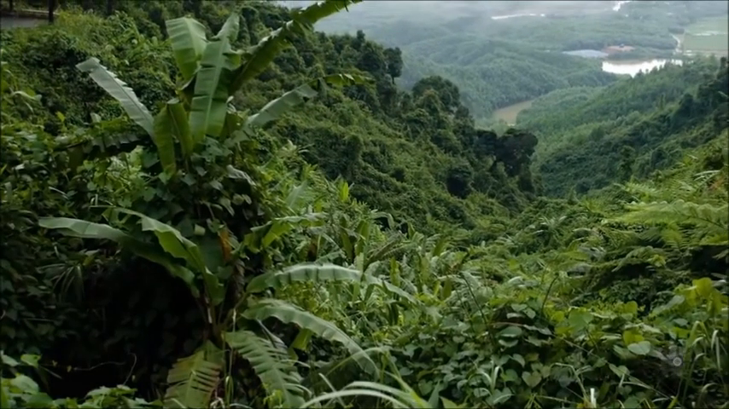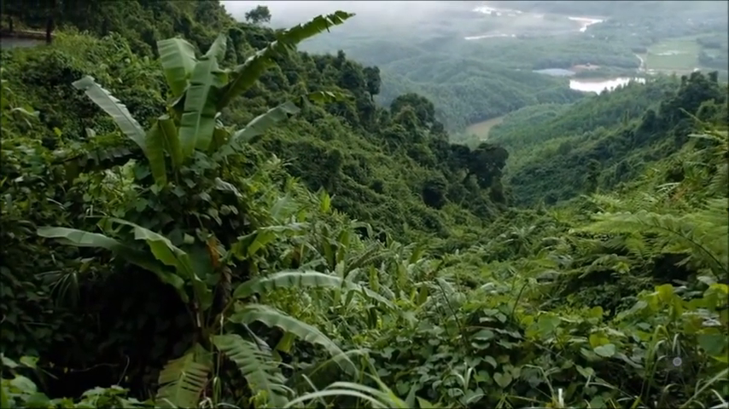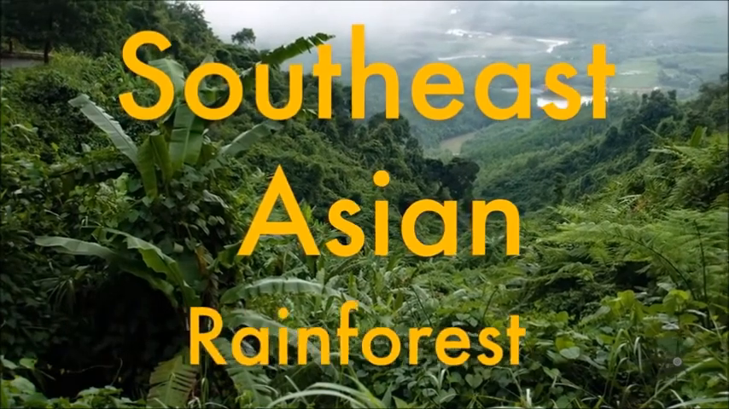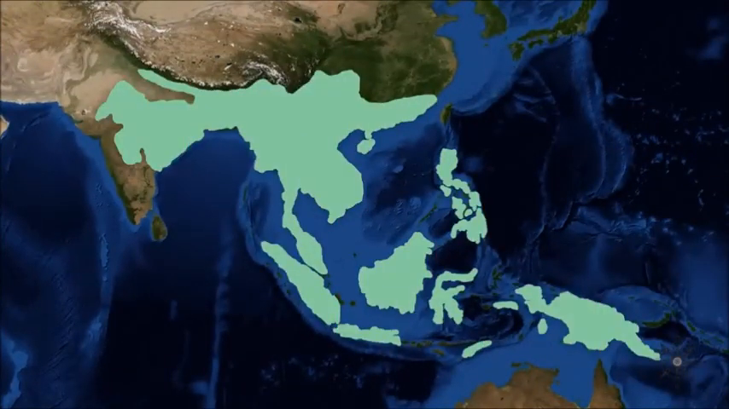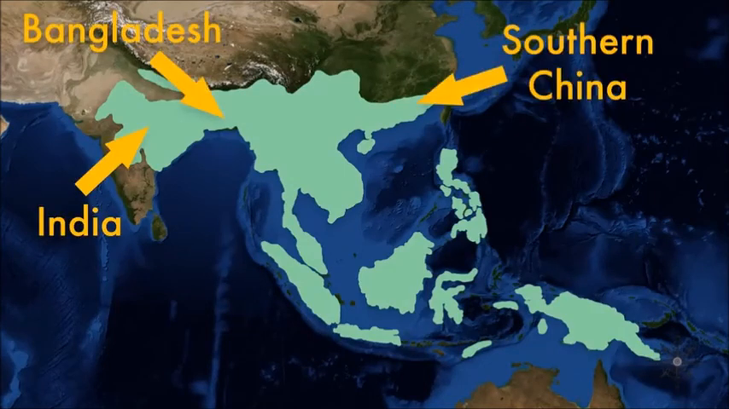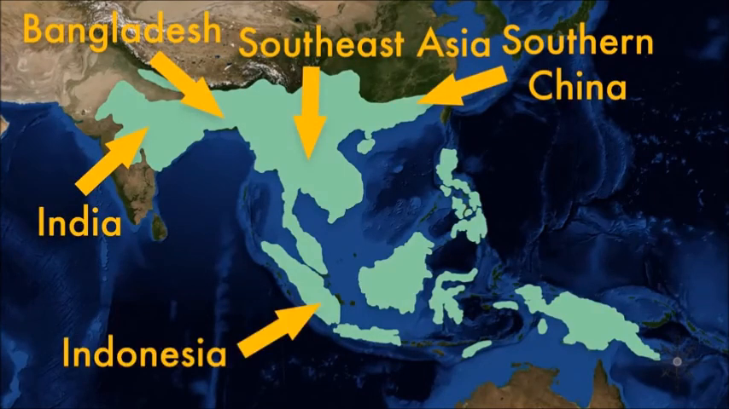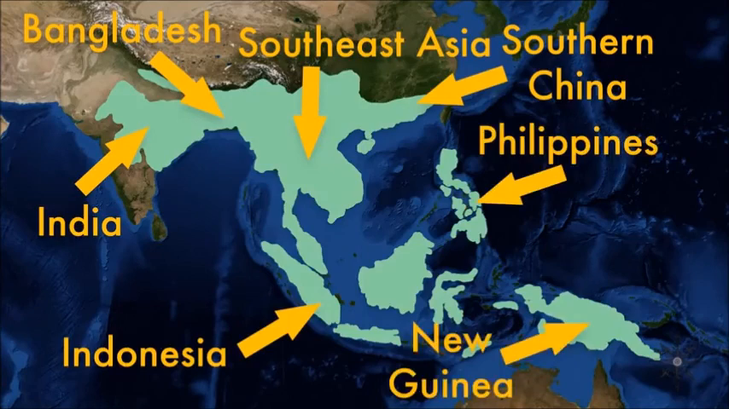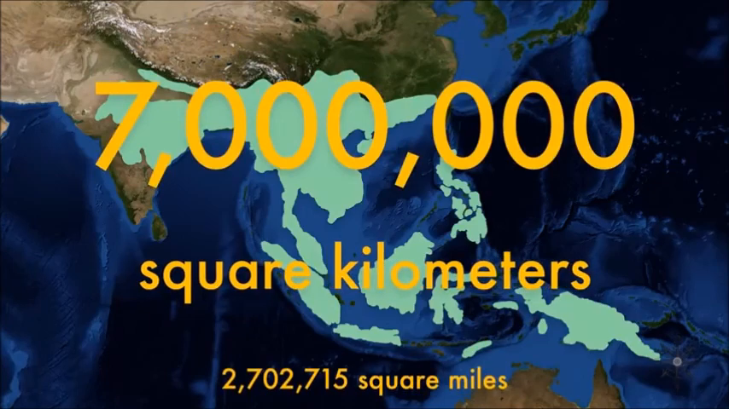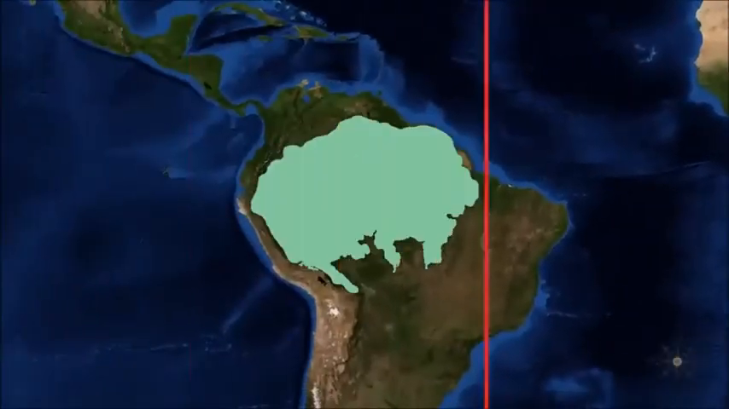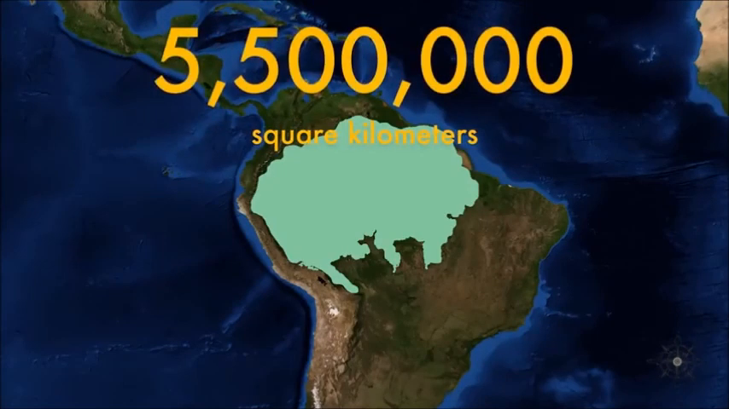Next is a forest I mentioned several times on my previous list, and that is the Southeast Asian rainforest. Before being developed by humans, this was the largest forest on the planet. Covering most of India, Bangladesh, southern China, all of Southeast Asia, Indonesia, the Philippines, and New Guinea, the total area of this forest came in at over 7 million square kilometers. In comparison, the Amazon, which is the world's biggest forest today, covers only around 5.5 million square kilometers.